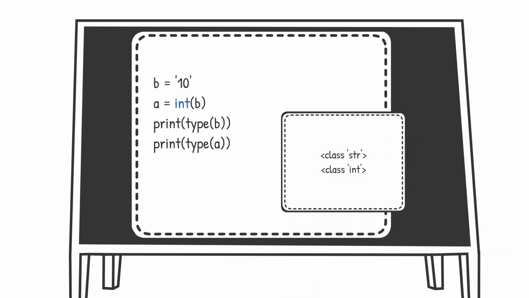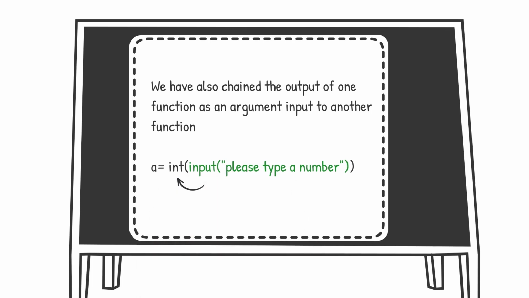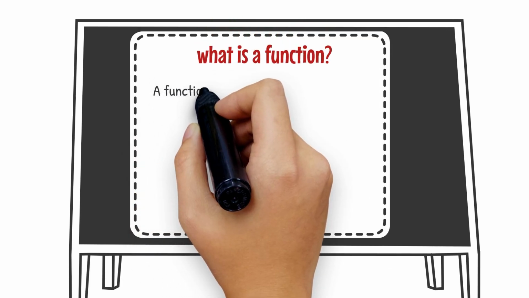In this example, variable b will be a string type as it was assigned a string, and we convert the value of this to int type by using the int function. We have also chained the output of one function as an argument input to another function. Here, the input function receives a string value from the user and passes that as an input to the int function. So, what is a function?